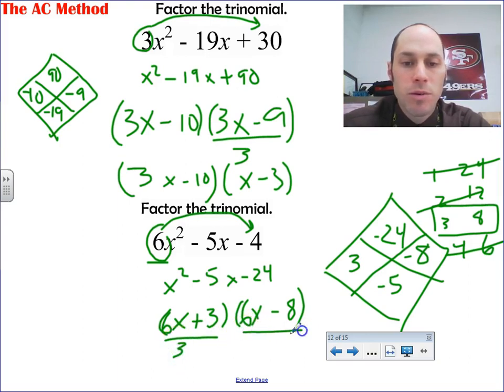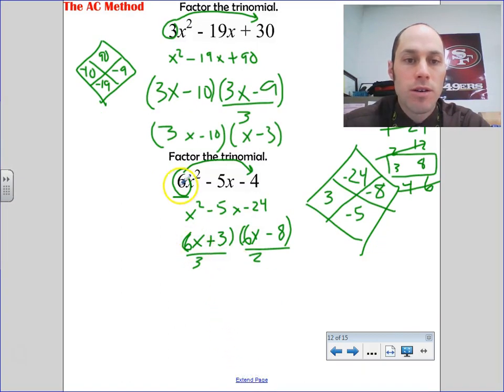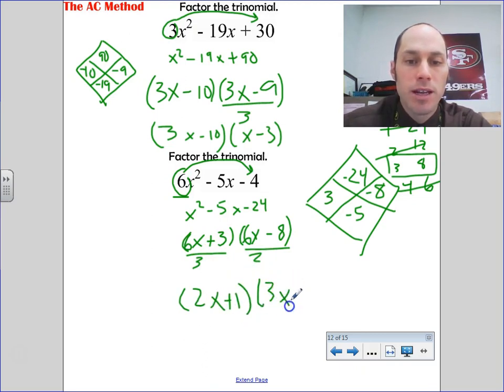And this one is divisible by 2. So here's where I get my 6 out of there. 3 times 2 is 6. So I just need to get a combination of whatever that A value is. Here it worked out because I multiplied by 3. I can divide 3 evenly out of this one. I can't divide 6 evenly, so I need to divide it out of both of these. So I get 2x plus 1 times 3x minus 4.